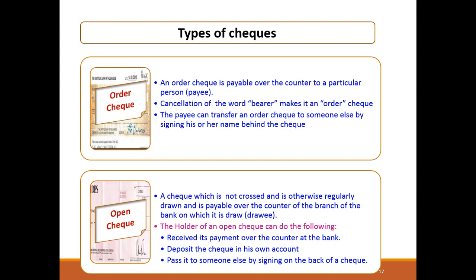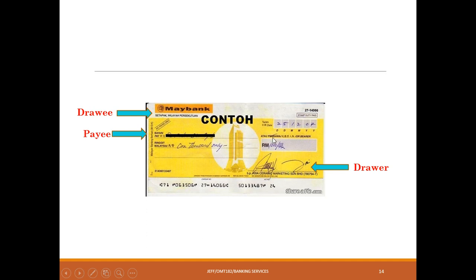Dia kata usually bila kita present order check ni, bank akan minta proof of identity lah, to ensure that the money is paid to the right person. Let's say contoh yang saya kata potong bearer tu, contoh kita tengok check. Bila dia potong je perkataan pembawa atau bearer tu, so dia akan jadi order check.